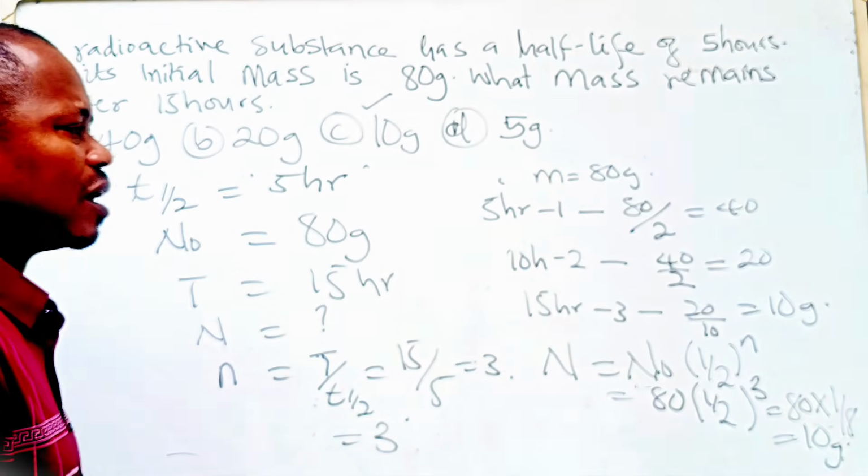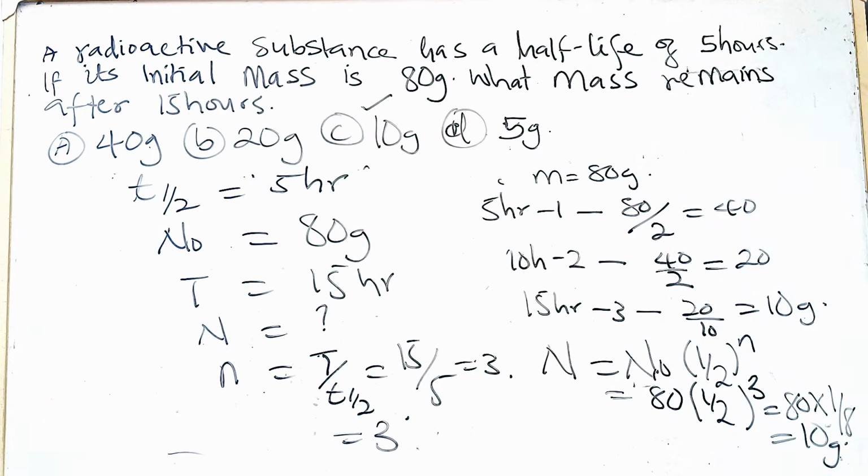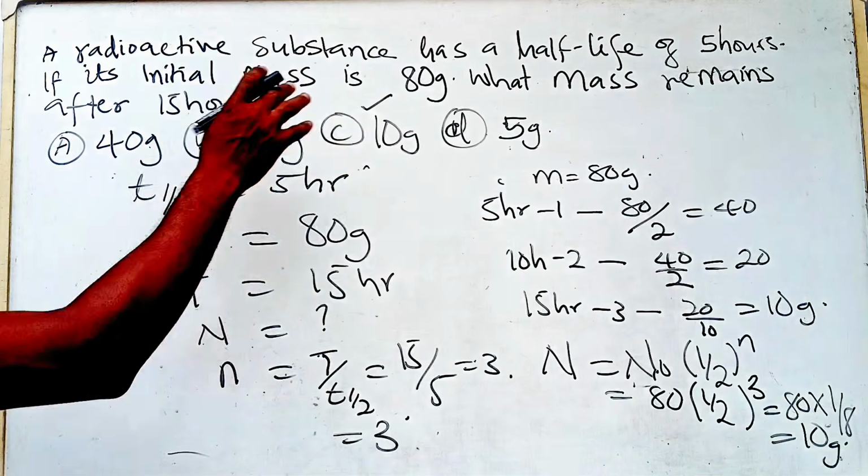So this is how to go about calculating half-life and the remaining mass of a substance from given data in a question.